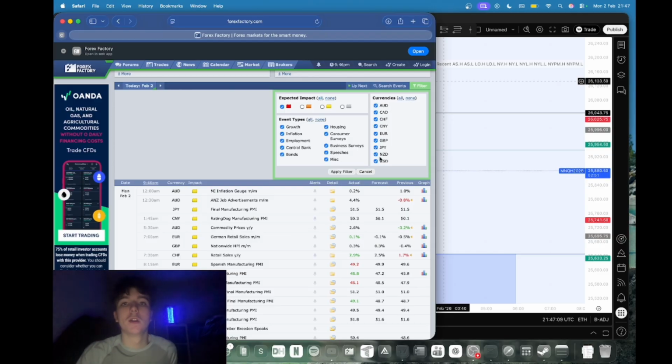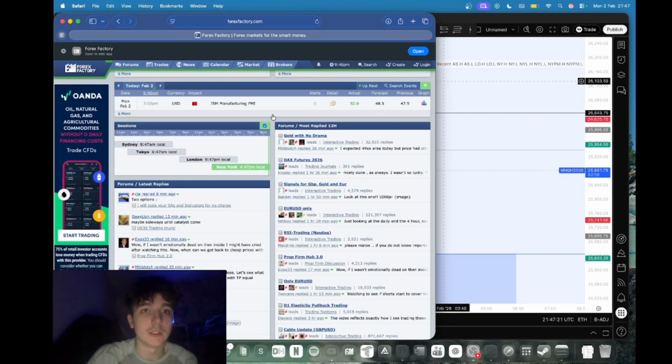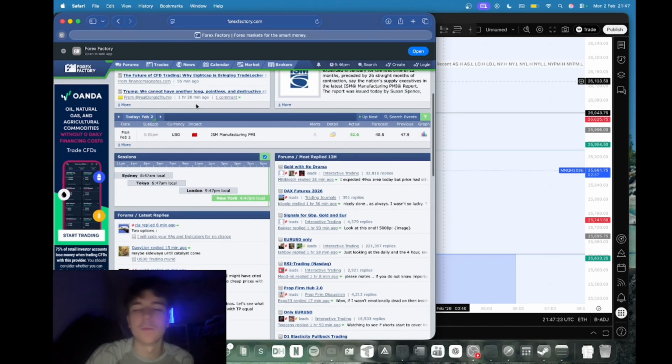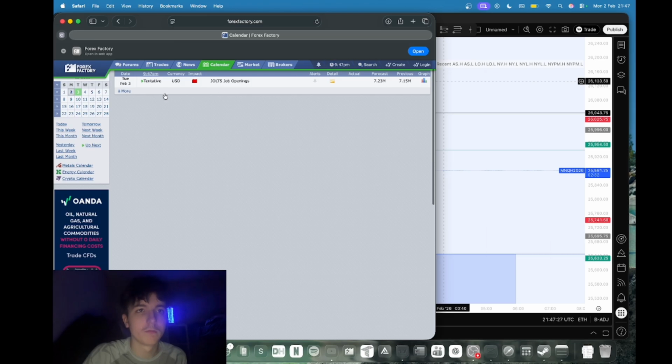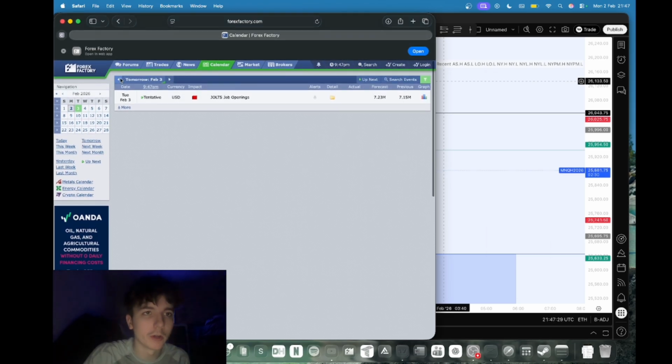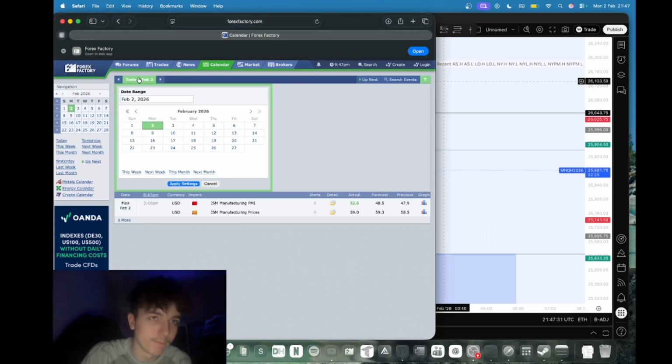So if you trade, let's say GBP, you want to keep on the GBP. If you trade USD like I do, you want to keep on USD. And apply the filter, and you're going to see only one red folder. So probably not too big of a news event. So we wouldn't really worry about that. But there are some very large news events, and if there is news, what does this mean?